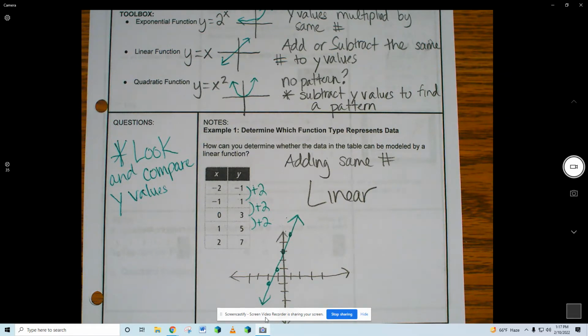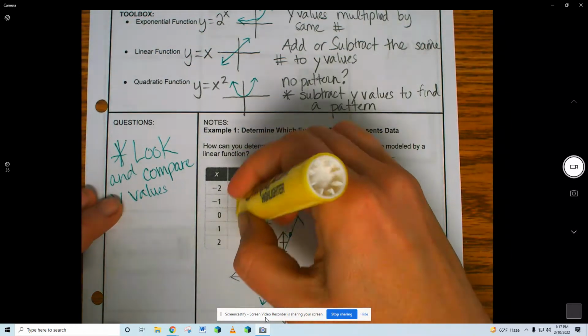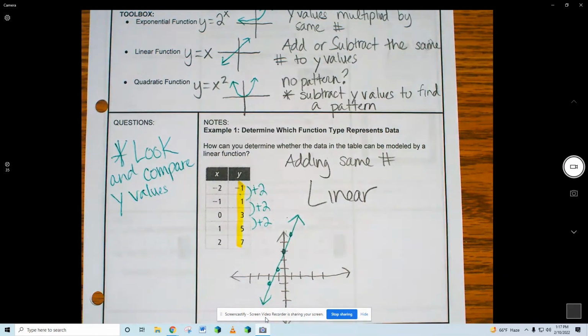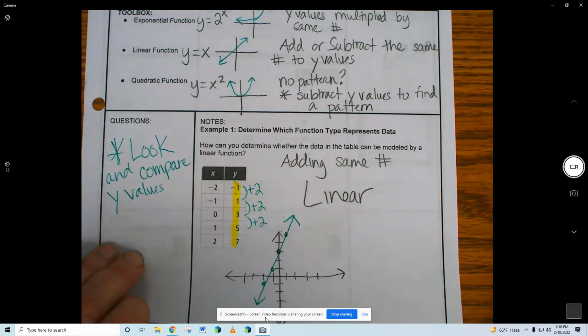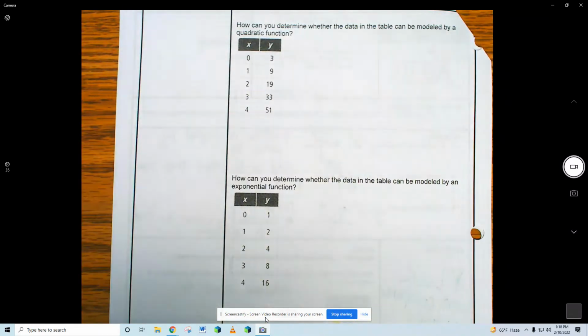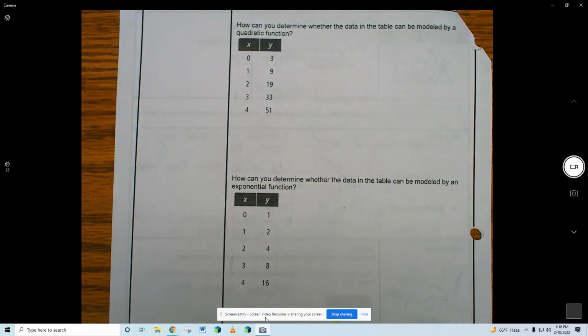I only look at the y values. That's all we're doing today. Look at the y values. How is it changing? It either has a pattern or it doesn't. Can I move on? Okay. All we're doing today is looking at a table of values and figuring out how the y's are changing. That's it.